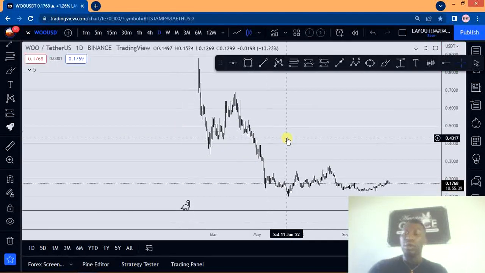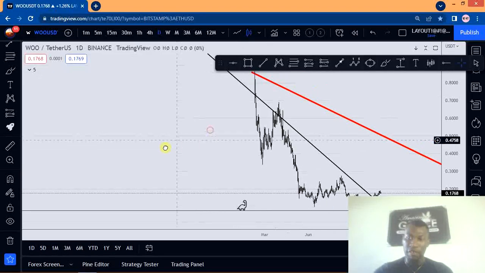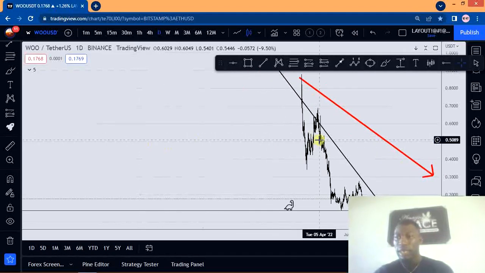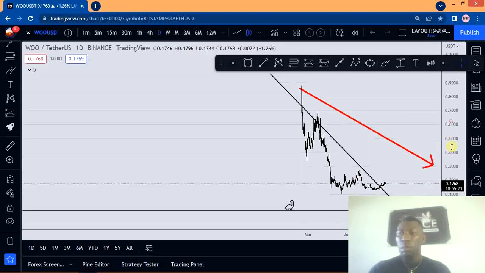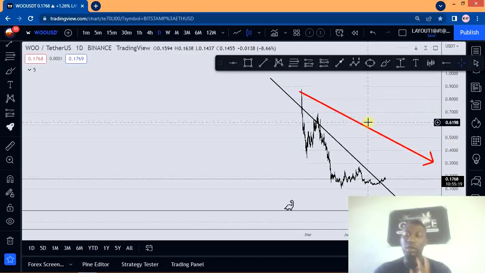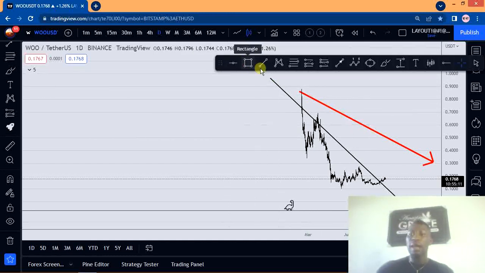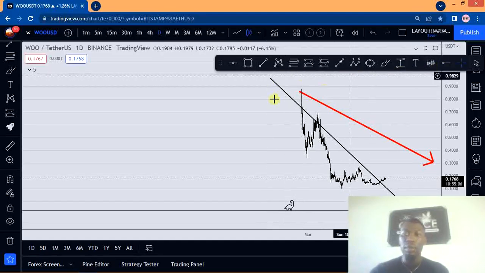Now we'll come over here to the daily time frame to draw two areas: major support zones and major resistance zones. Some people call it supply and demand zones. For drawing this, we are going to need two things precisely: horizontal lines and a rectangular box.